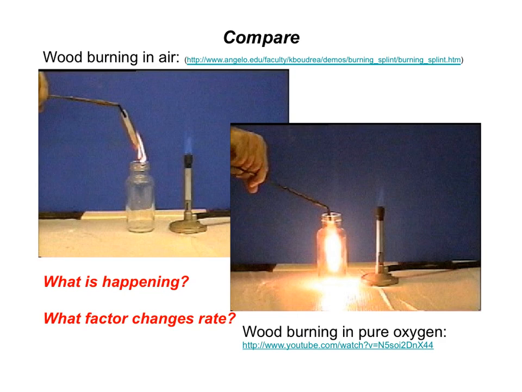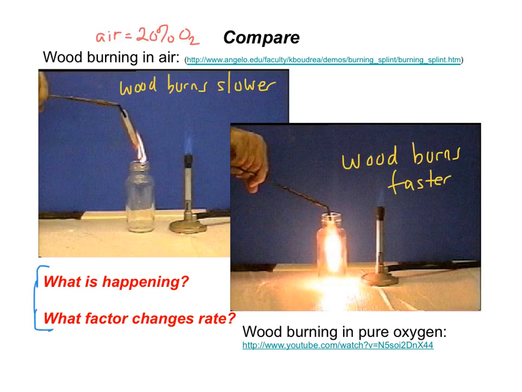Compare wood burning in air on the left to wood burning in pure oxygen on the right. Stop the video and answer these two questions. And the answers are: the factor that changes rate is concentration. Pure oxygen is a higher concentration than the 20% oxygen in air. So there are more collisions between oxygen and wood and a faster reaction.